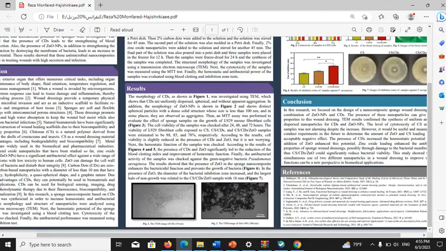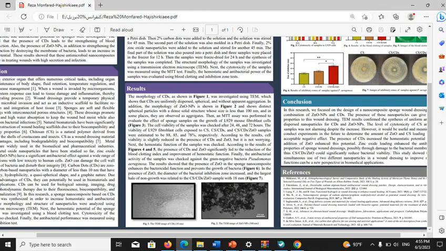Then the morphology of CDs, as shown in figure 1, was examined using TEM, which showed that the CDs were uniformly dispersed, spherical, and without apparent aggregation. Furthermore, the morphology of ZnO NPs is shown in figure 2 and shows distinct spherical particles with a dense solid structure, which are less than 100 nanometers in size.